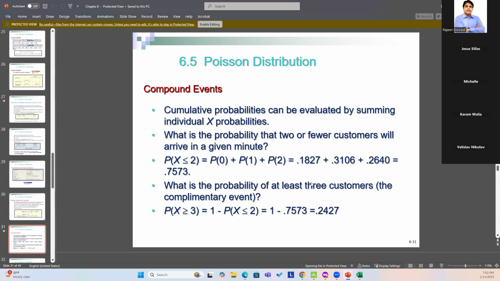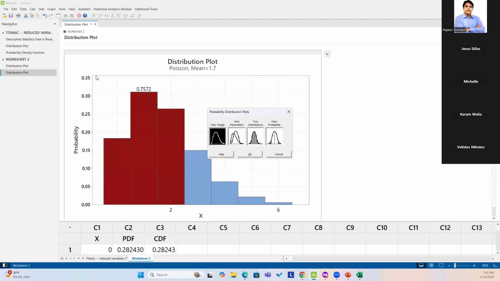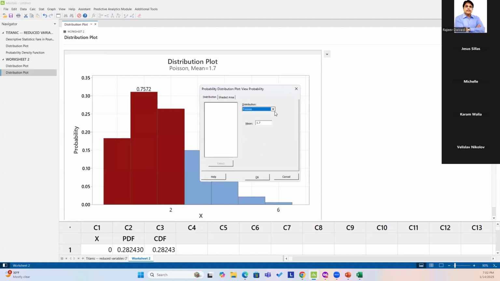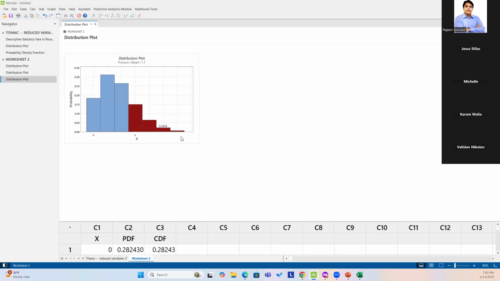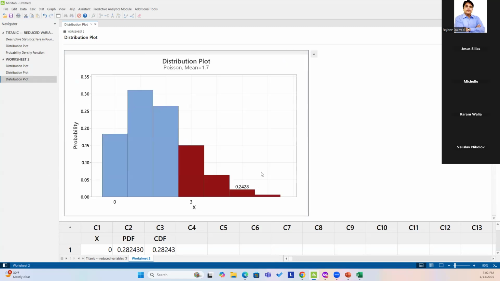Now, what is the probability that at least three customers will arrive? Basically, it is asking for 3, 4, 5, 6, 7, all above. How can you do it? Under graph, probability distribution, I put 3 here, and it is asking for this side. Look at that, and it is giving 24%. Same.